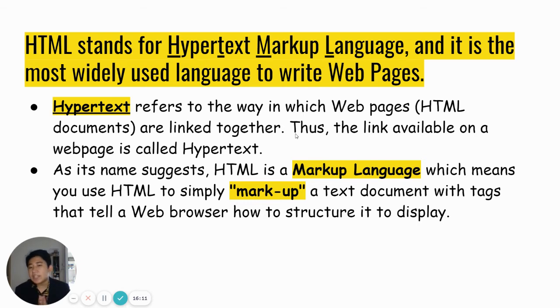So, as its name suggests, HTML is a markup language, which means you use HTML to simply mark up, or design, a text document with tags that tell a web browser how to structure it to display, okay? So, those tags that we'll be using, if we convert it into an HTML file, the web browser will understand those programs that we'll create, and it will structure them however we want them to display in the website. Okay, that's why it's just a markup language.